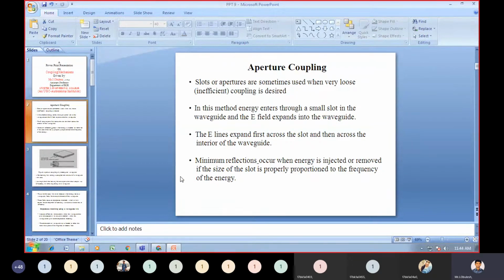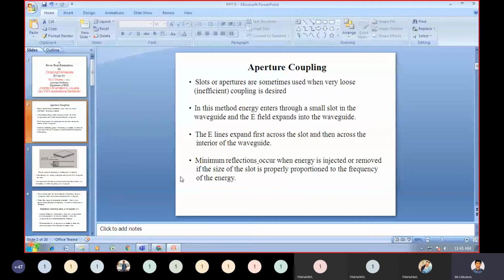And the minimum reflection occurs when energy is injected or removed from the waveguide, if the size of the slot, or the size of the aperture, or the size of the window is properly proportional to the frequency of the energy.